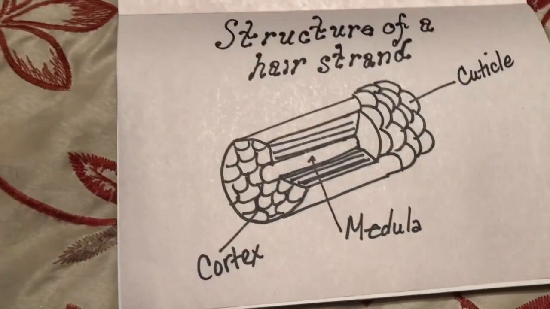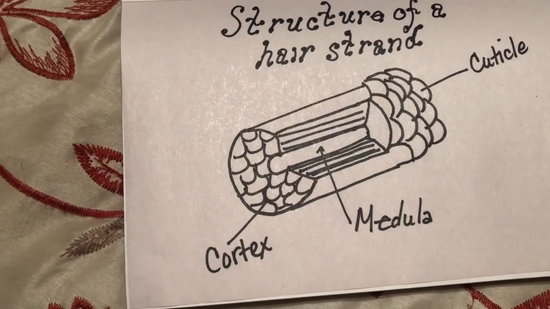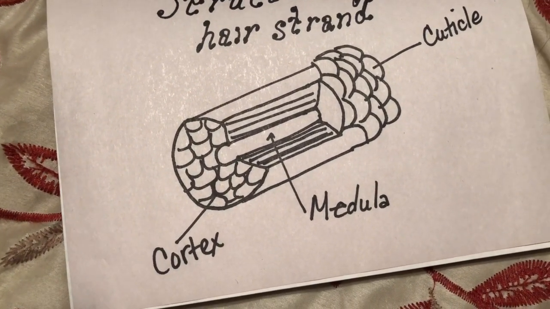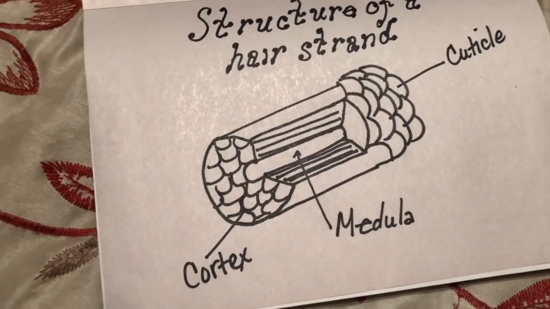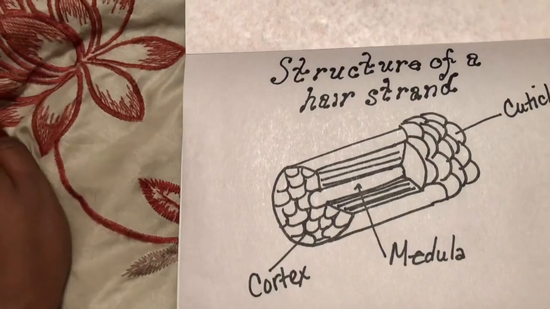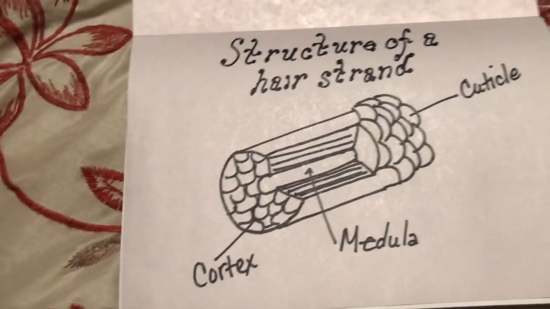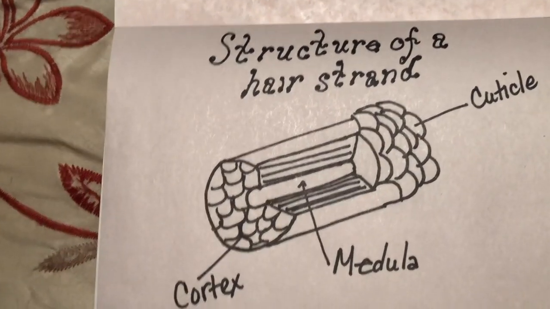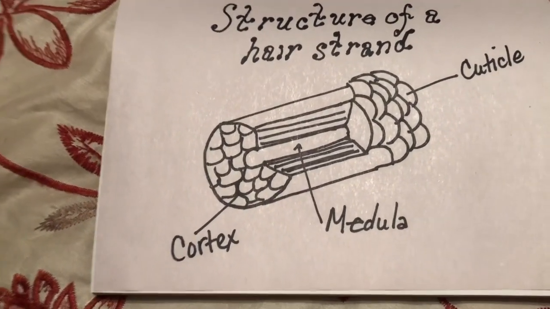Now, the medulla is the core. It's the supporting structure of the strand of hair, and the medulla can be absent or interrupted without actually weakening the hair strand. So the medulla is just kind of like a straw, basically. It doesn't really have any purpose. So if it's damaged or not even there, it's really not going to affect the hair much at all.